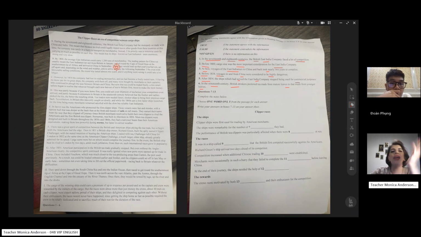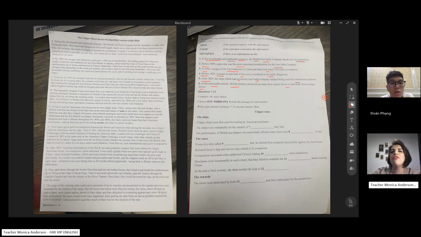So let's read paragraph one. Could you read it, please? During the 17th and 18th centuries, the British East India Company had the monopoly on trade with China and India. This means that because no rival could legally import tea or other goods from these countries at this time, the company were rarely in a hurry to transport its merchandise. Instead, its priority was to minimize costs by carrying as much as possible on each ship. This meant that its ships, known as East Indiamen, were enormous, strong, and very slow.